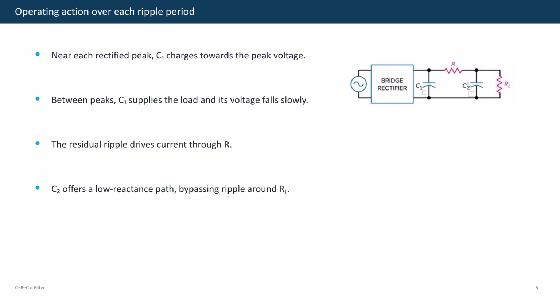Near each rectified peak, C1 charges towards the peak voltage. Between peaks, the rectifier stops supplying current and C1 releases stored charge, producing a smaller sawtooth-like ripple. The remaining ripple reaches the RC2 section. At ripple frequency, C2 presents low reactance, so most ripple current returns through C2 instead of flowing through the load.